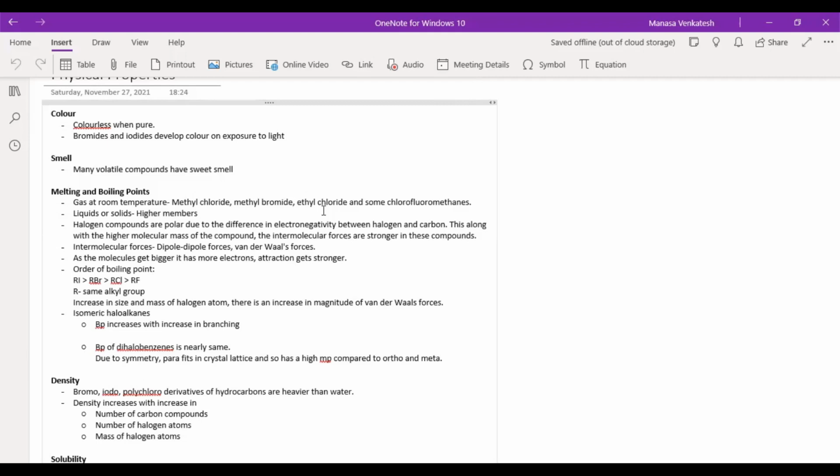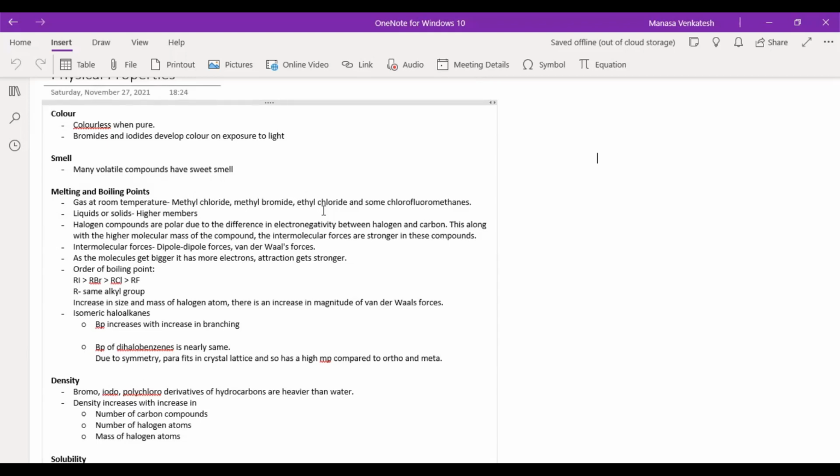Now, halogen compounds are polar. As I told you, the carbon halogen bond is polar in nature, and this is because of the difference in electronegativity of the halogen and the carbon. So halogen pulls the electrons towards itself, and this leads to the polarity of the C-X bond. Now, this, along with the higher molecular mass of the compounds, makes the intermolecular forces quite strong in them. There are two forces we're talking about, both the dipole-dipole interactions as well as the van der Waals forces are high for halogen compounds. And because of that, it affects the boiling and melting point.